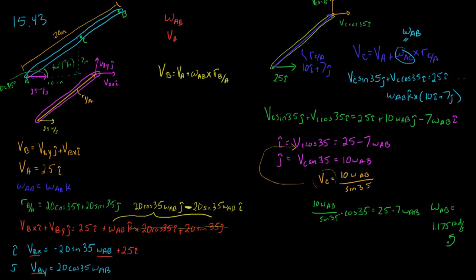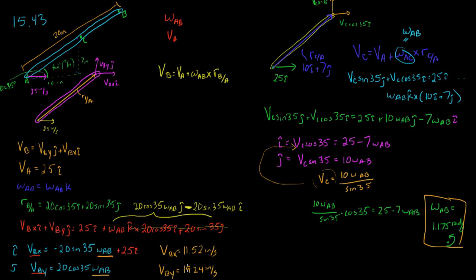Okay, so now we got omega AB. We can bring it back into this equation, and we can plug it in right here and right here, and when we do that, we're going to get a velocity of b in the x equal to 11.52 inches per second, and a velocity b in the y equal to 19.24 inches per second.